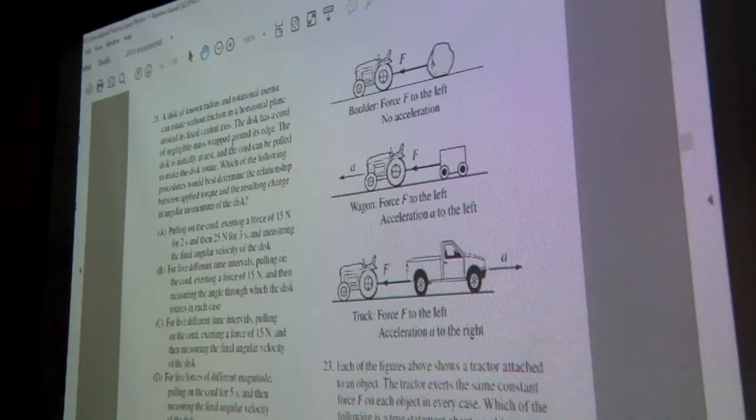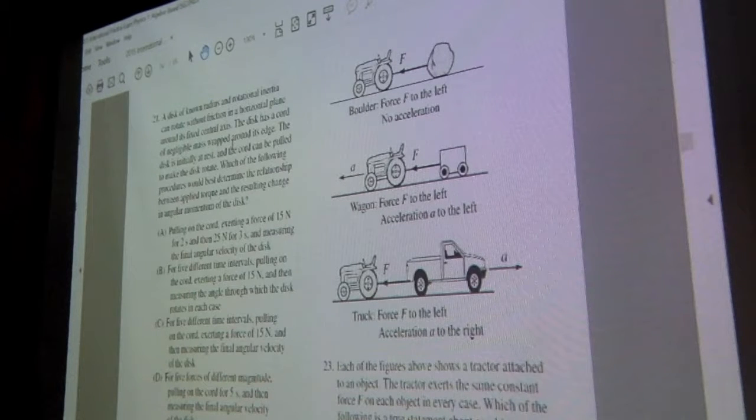Read it first. A disk of known radius and rotational inertia can rotate without friction in a horizontal plane around its fixed central axis. The disk has a cord of negligible mass wrapped around its edge. So you can understand the cord is wound around the edge of the disk. The disk is initially at rest and the cord can be pulled to make the disk rotate. Which of the following procedures would best determine the relationship between applied torque and the resulting change in angular momentum of the disk?